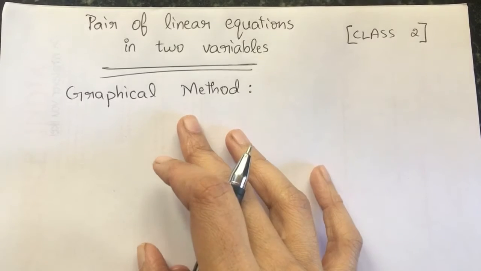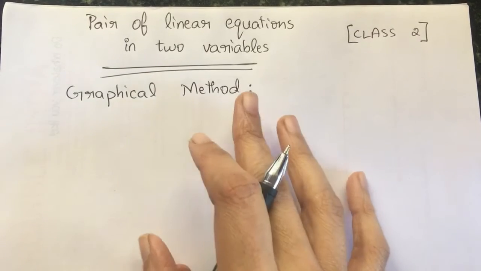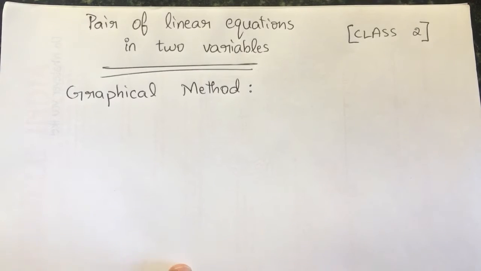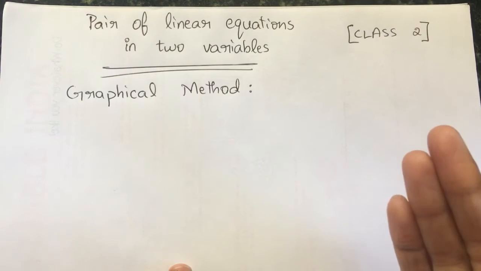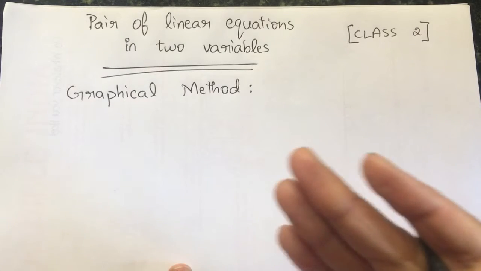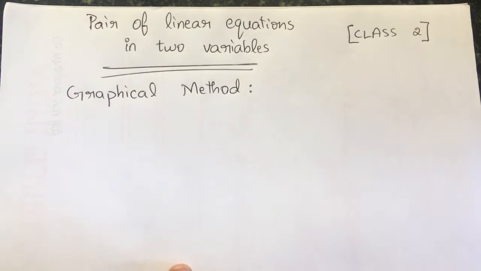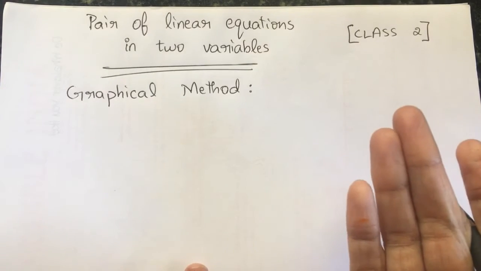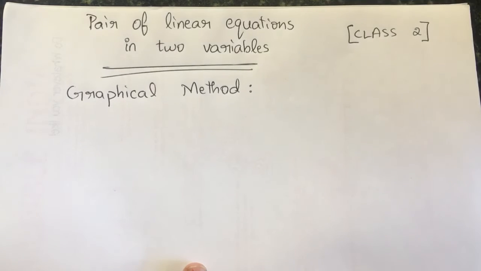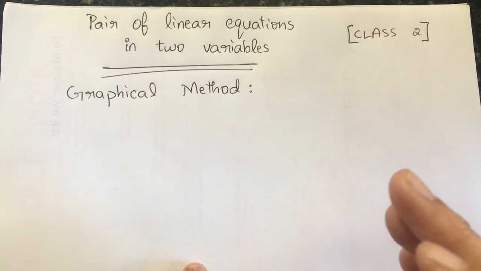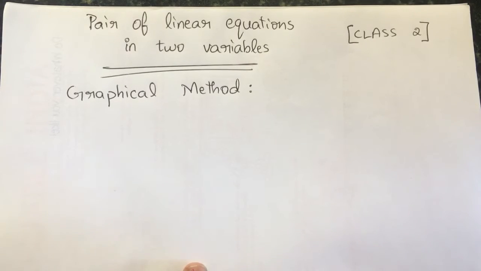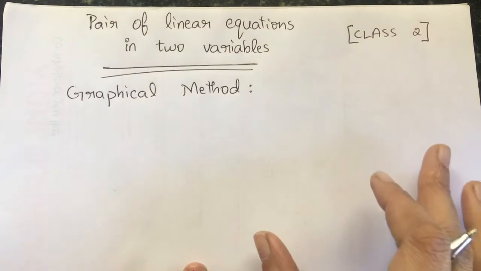Today's class, let us solve problems on pair of linear equations in two variables by graphical method. In my previous class, we have seen how to represent a pair of linear equations as two lines. You also saw that the lines may intersect, or may be parallel, or may coincide. Now if that is the case, then how to get the solution to the pair of linear equations?